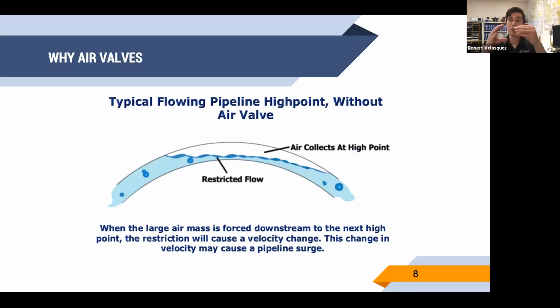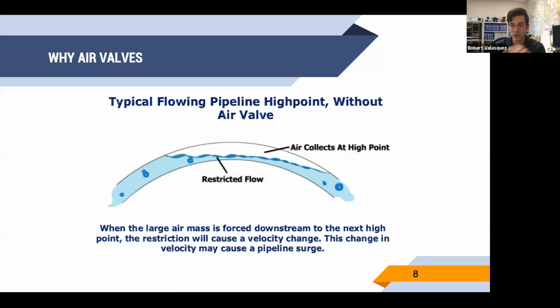That air pocket will displace the water, so the water has to go around it. It's as if you have a restriction in the line. And this can cause extra head and extra resistance and friction loss in your water or wastewater system.